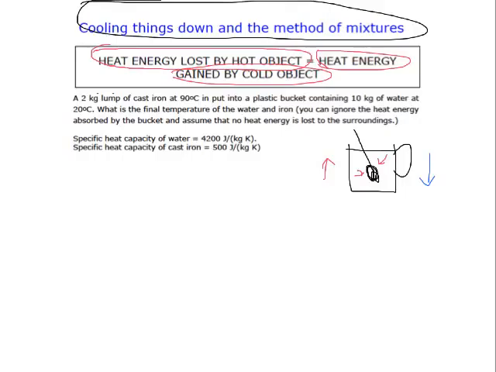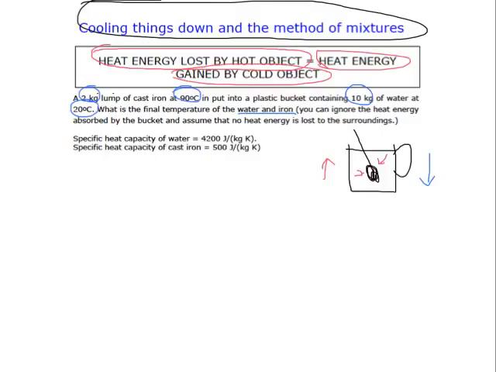So if you look at the following example, a 2 kilogram lump of cast iron at 90 degrees is put into a plastic bucket containing 10 kilograms of water at 20 degrees. What is the final temperature of the water and the iron together? So first, let's think about the heat energy lost by the hot object. The hot object is the 2 kilogram lump of cast iron.